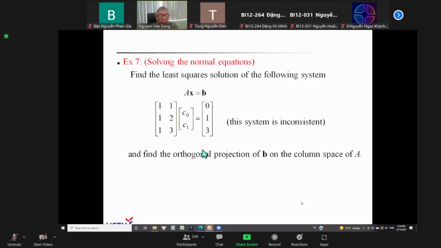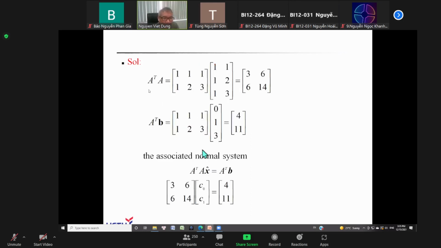And here is some examples for you. We are given a system AX equal B with A to be that matrix, B to be that one. And we know already that the system is inconsistent. Then we apply what we explained in the previous slide. First we need to find what is A^T multiplied by A. We get that matrix. A^T multiplied by B, we get that column.